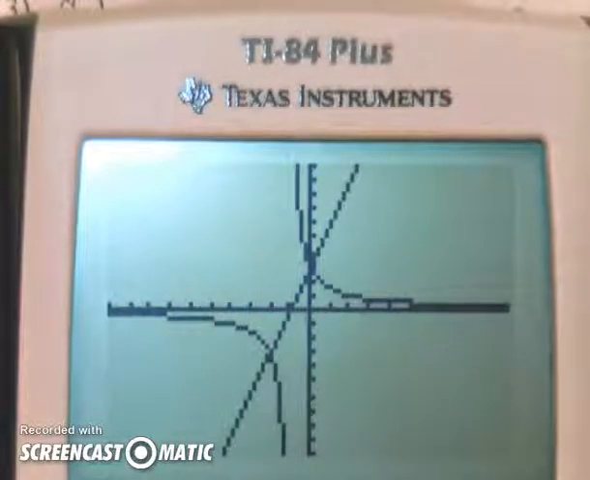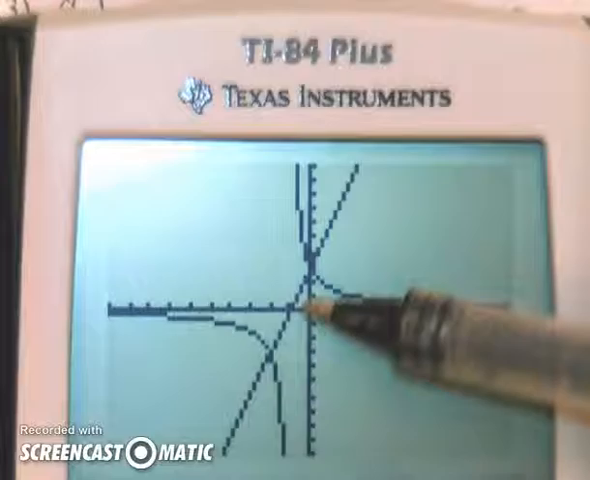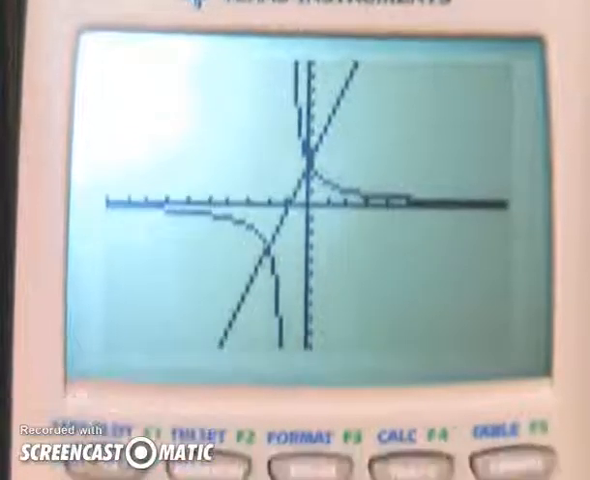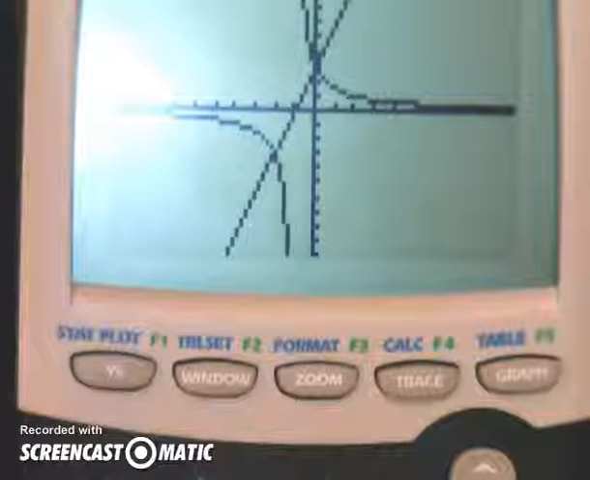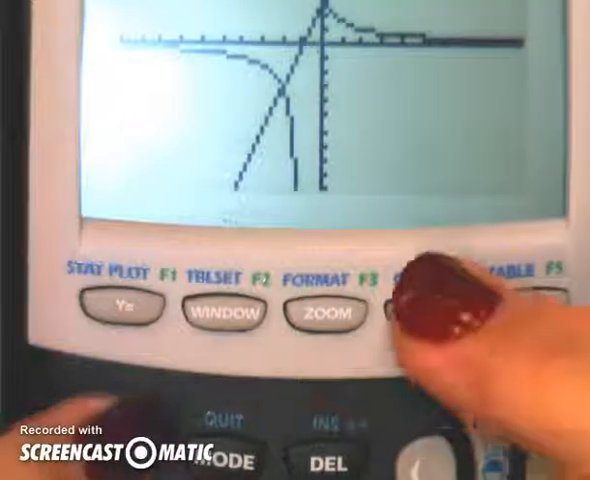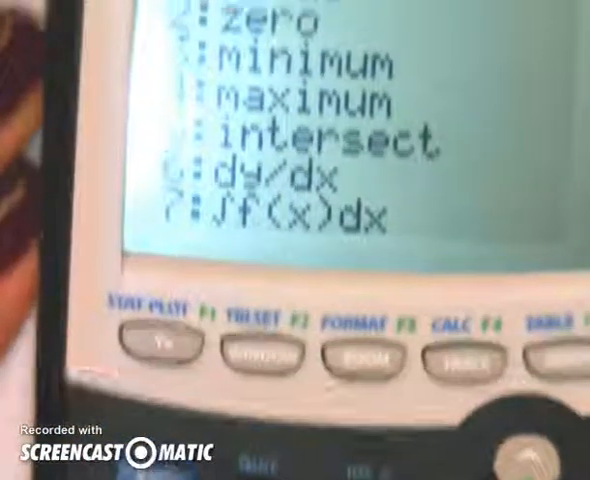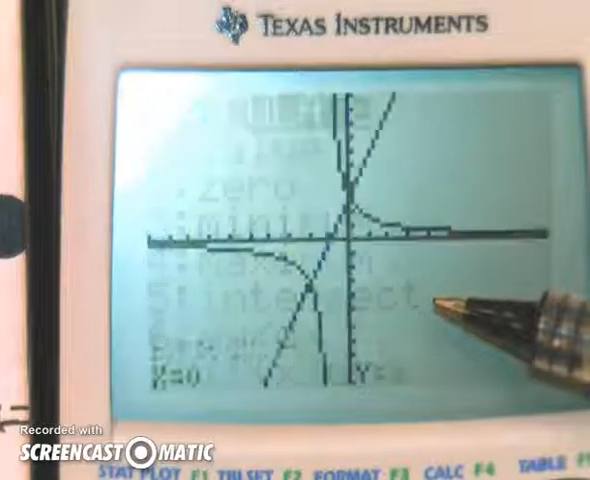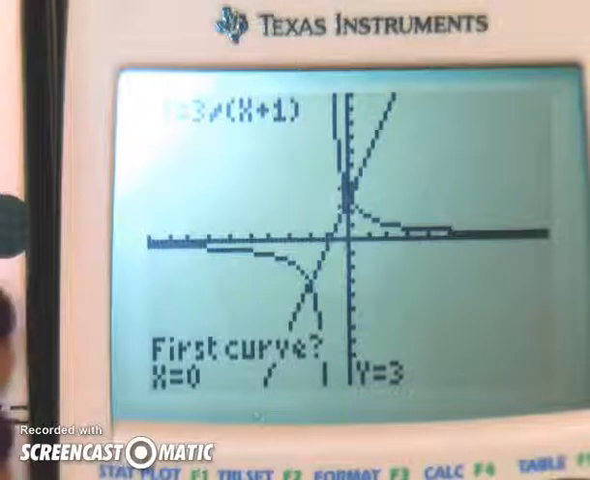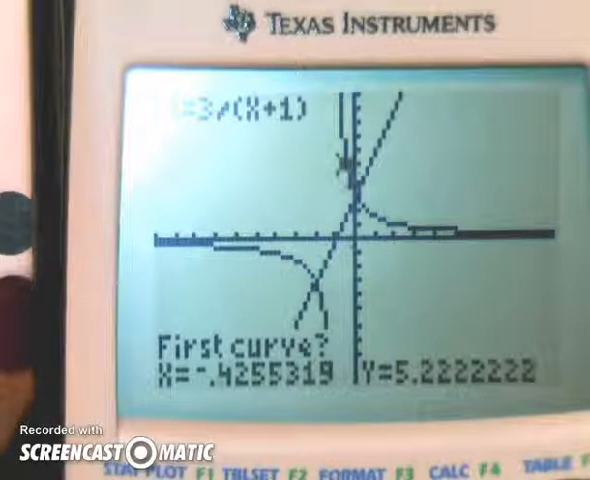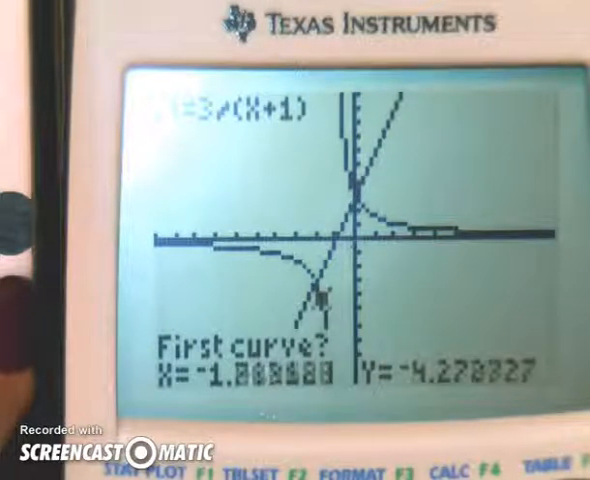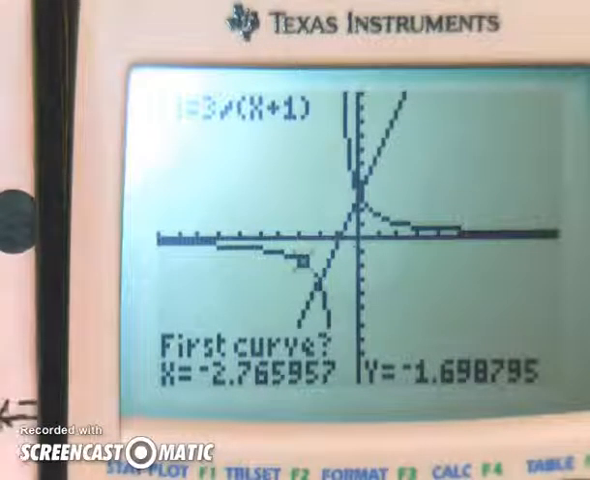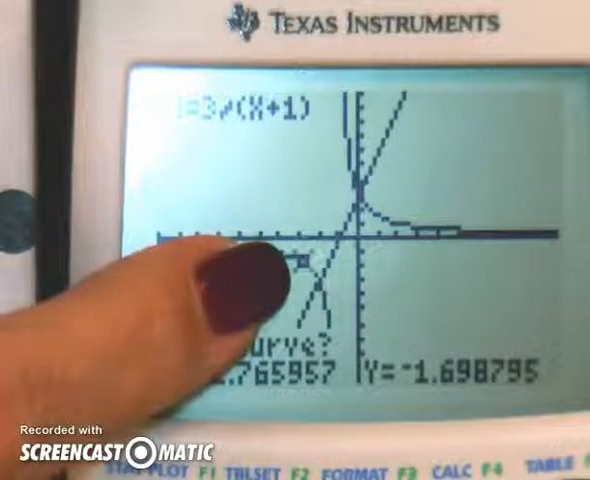Now, how do I find these two points of intersection on the calculator? Well, if you go to second and calculate, it brings up a menu. And what you want is the intersection, number 5. It's asking me for the first curve. I'm going to slide my graph over because I want to do this one first. See how it's moving? So I pressed the left arrow key till I could see it flashing here. I'm going to press enter.